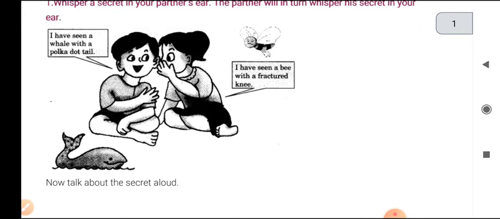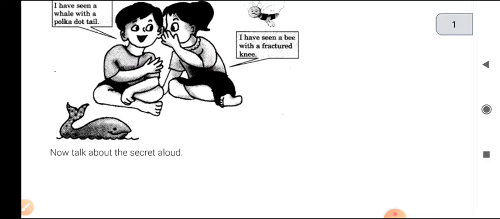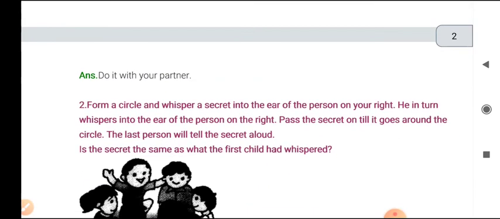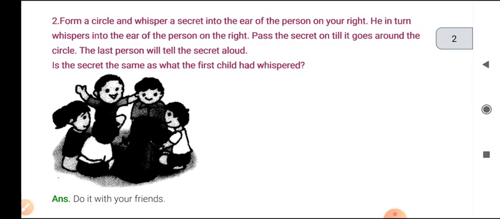You have to do this, try this. These two children are talking about something seemingly impossible and they are sharing their secrets. It's kind of funny that they carried out such a conversation. Okay, you have to try this with a partner.